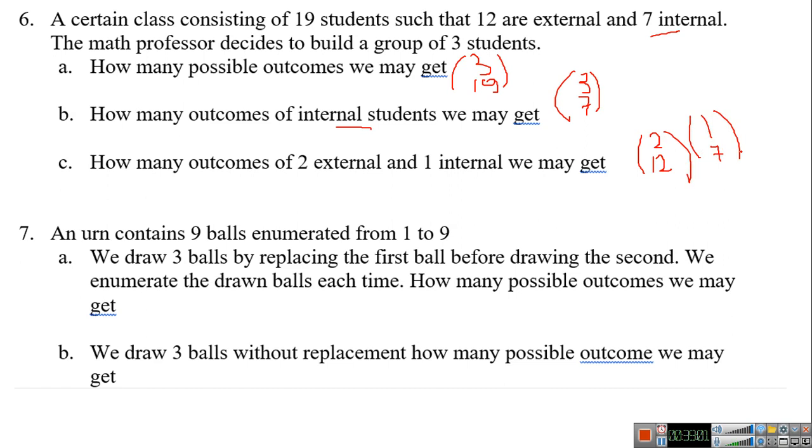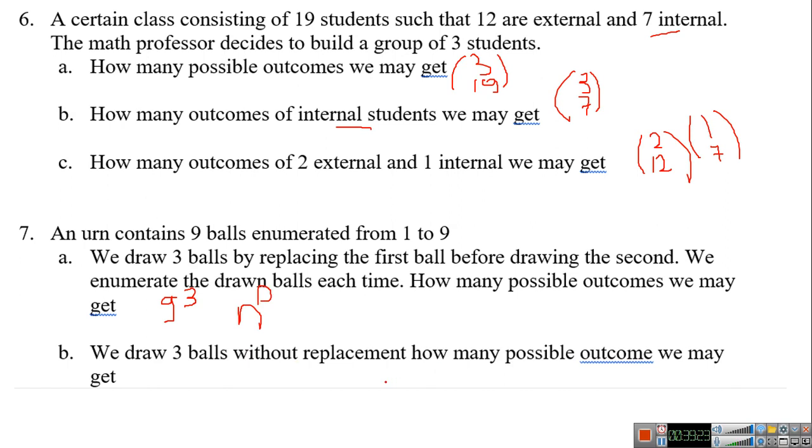Combination. An urn contains 9 balls enumerated from 1 to 9. We draw 3 balls by replacing the first ball before drawing the second. So this becomes p-list, with replacement. We enumerate the drawn ball each time. How many possible outcomes you may get? So I have 9 balls. How many draws do I have? It's a p-list, power p, so 9 cubed. You know, repetition is allowed.